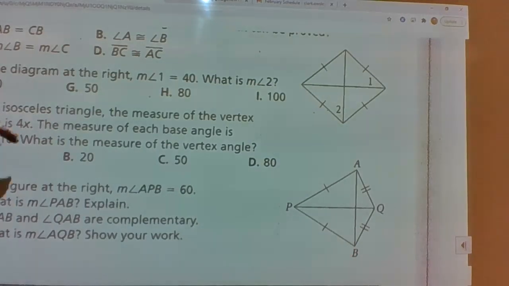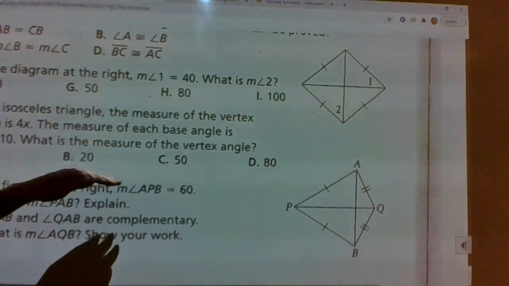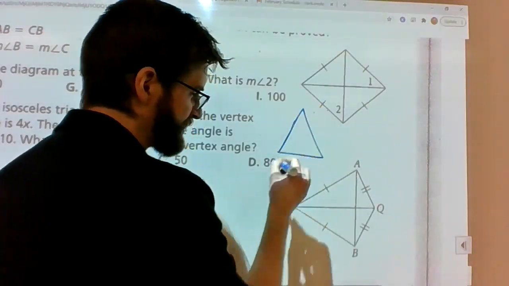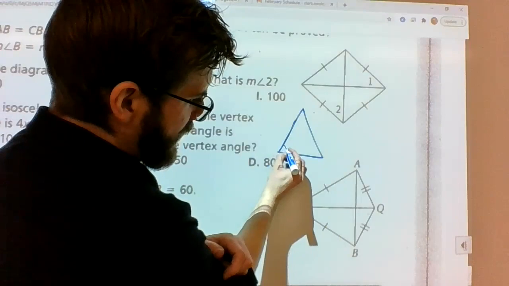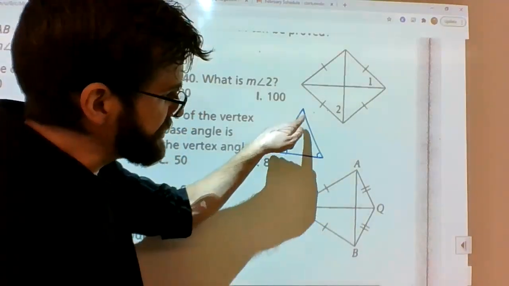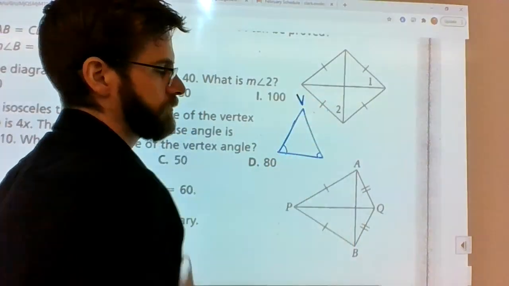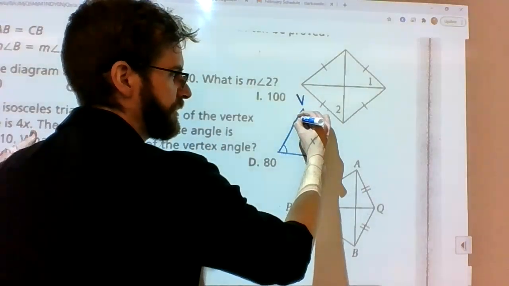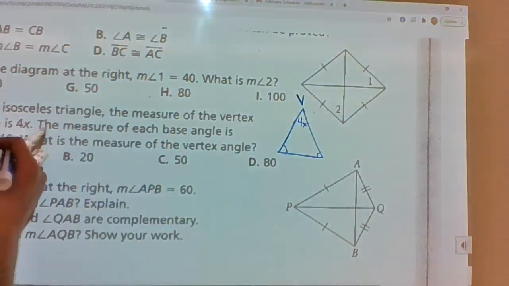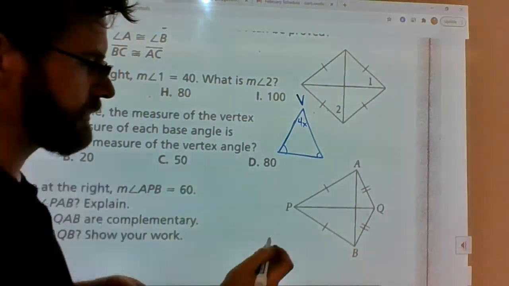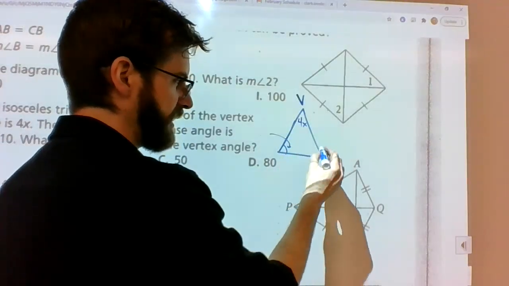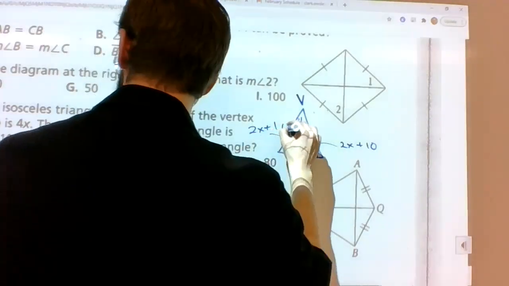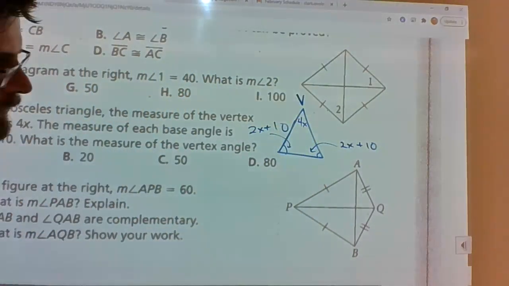So it says an isosceles triangle, the measure of the vertex angle, which, by the way, if I were to draw an isosceles triangle, these would be the base angles, which are congruent. This is the vertex angle. Okay? The measure of the vertex angle is 4x. So this is 4x. The measure of each base angle is 2x plus 10. So this one and this one are both 2x plus 10. What is the measure of the vertex angle?